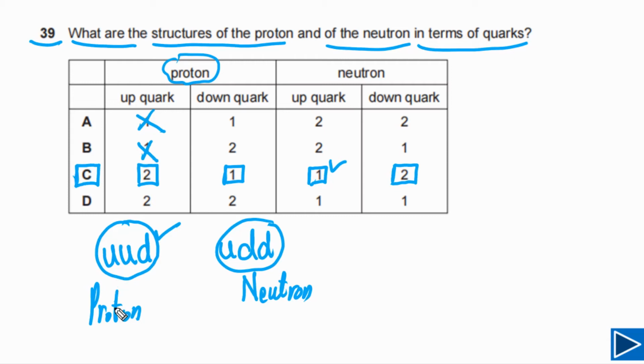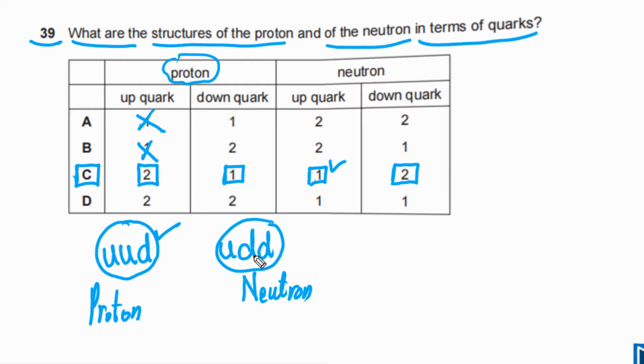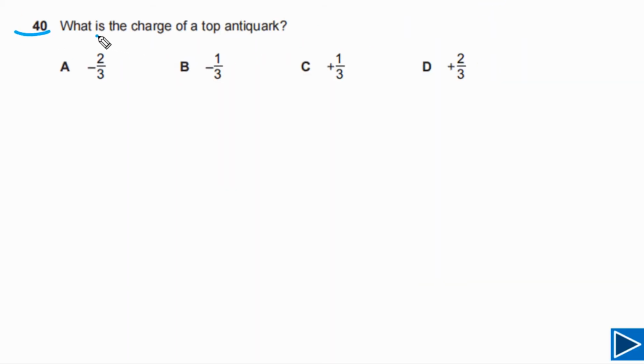So this is a very important one, you need to understand the quark composition of proton and neutron. So proton consists of two up quarks, one down quark, and neutron consists of one up quark and two down quarks. For question number 40, we need to find out what is the charge of a top anti-quark.